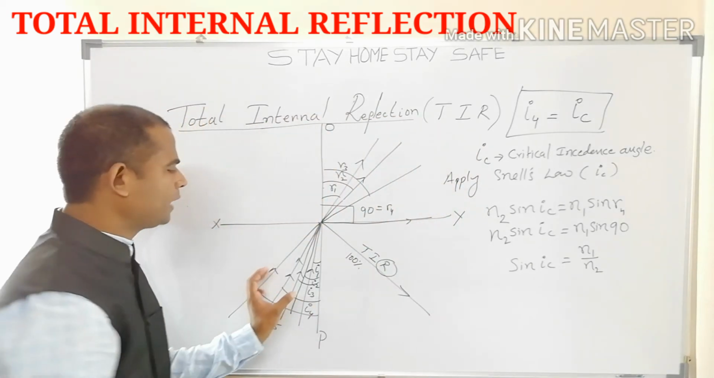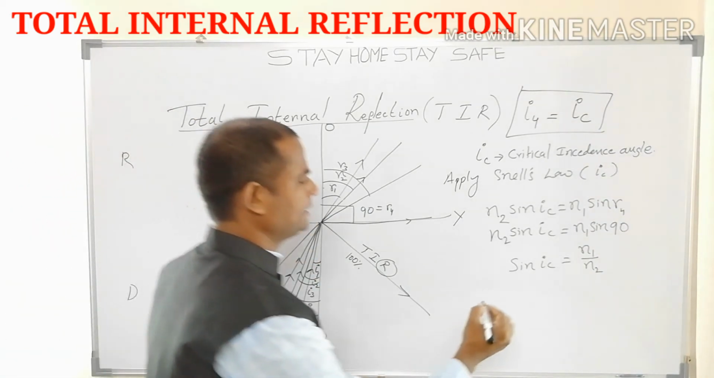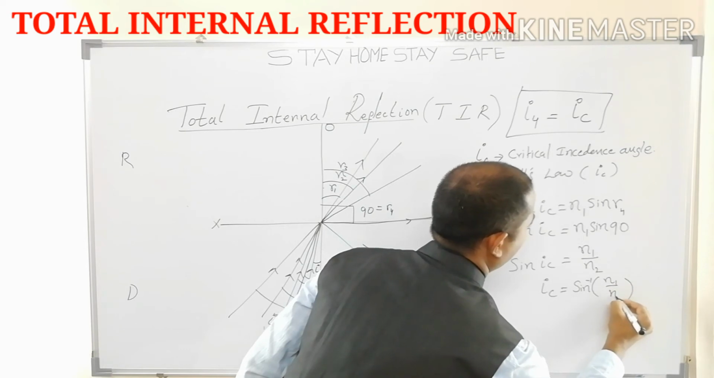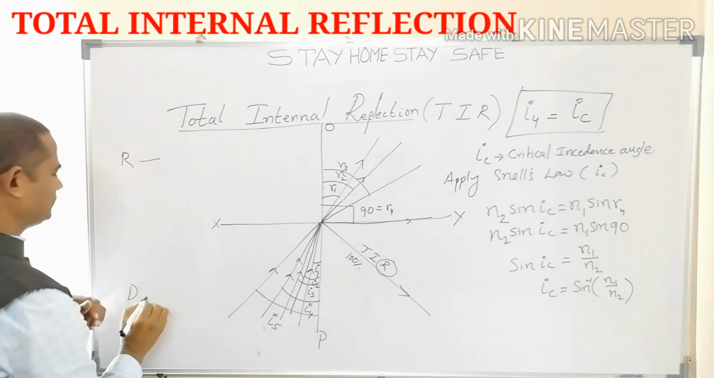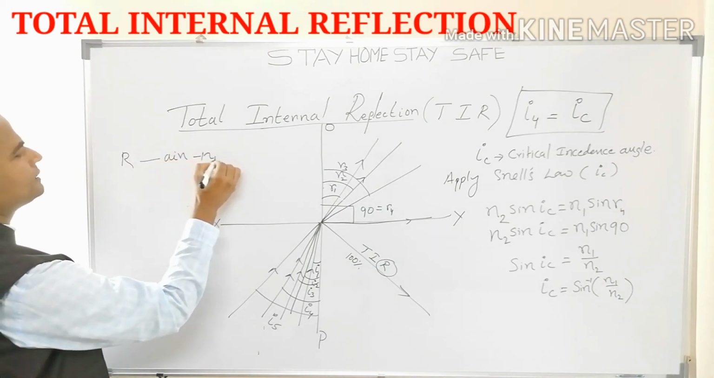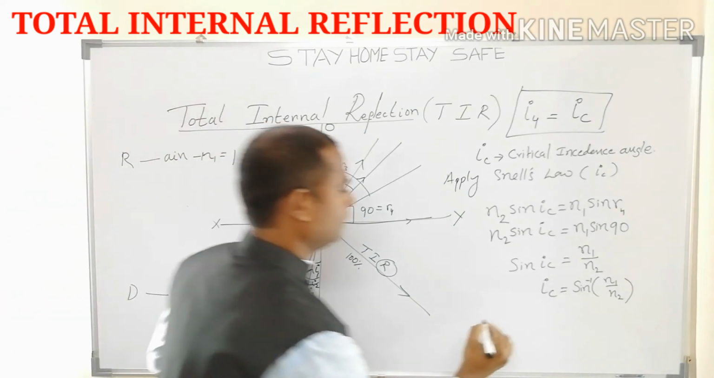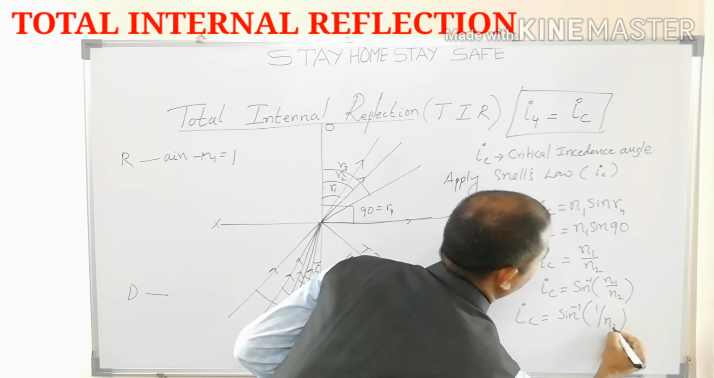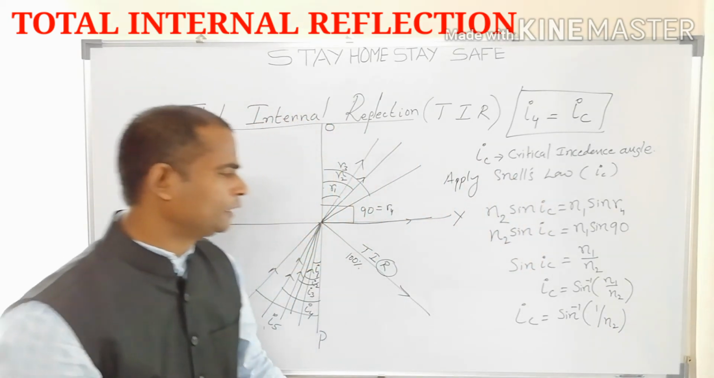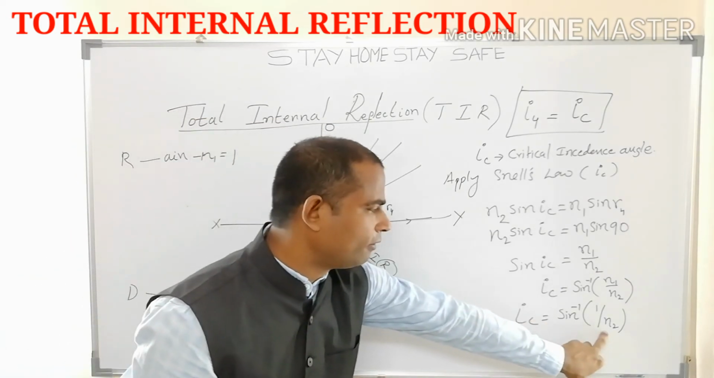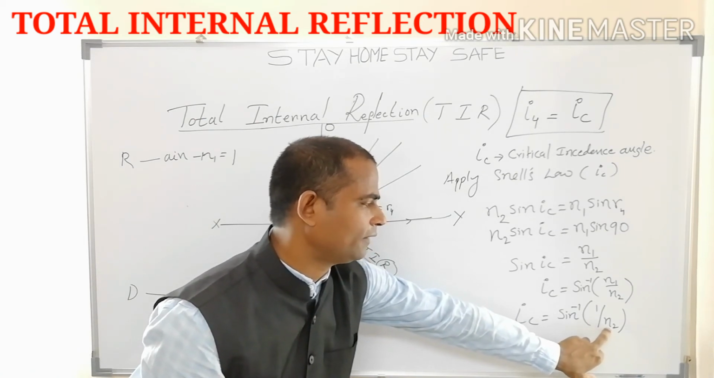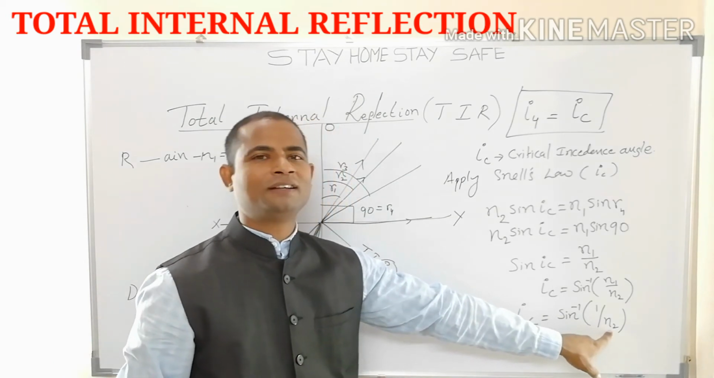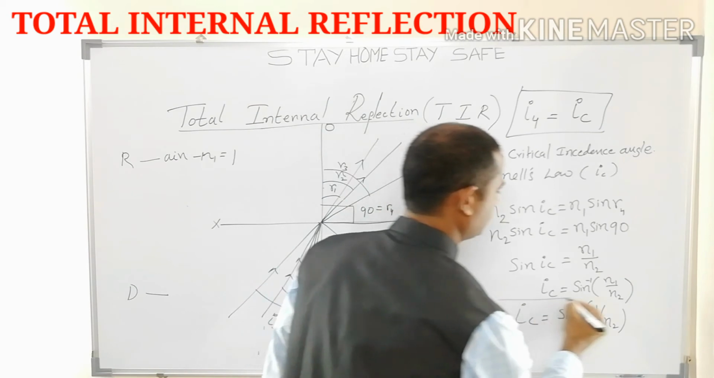If you are interested in calculating the IC for a pair of refractive indices, we can take IC equals sine inverse of N1 upon N2. Again, if the rarer medium is air, then the refractive index N1 is equal to 1. Then IC equals sine inverse of 1 upon N2. This formula is useful to calculate the critical incidence angle if I have an optically denser medium of refractive index N2. So if you know N2, you can find IC. If you know IC, you can still find the refractive index of the dense material. So this is very much important.